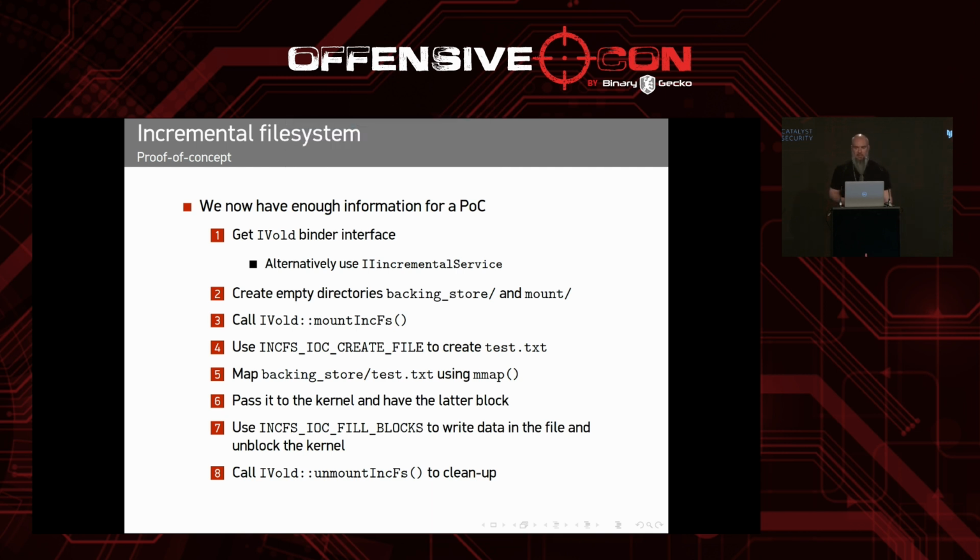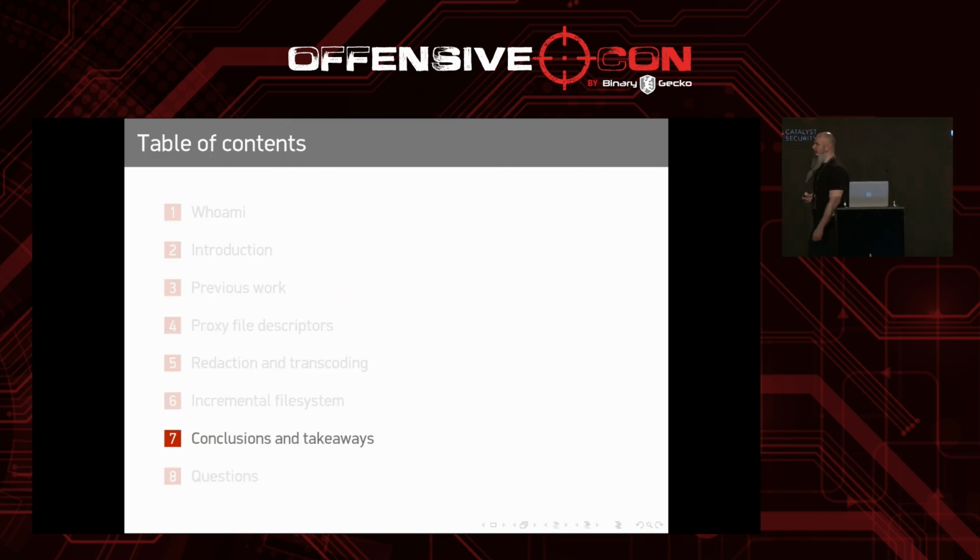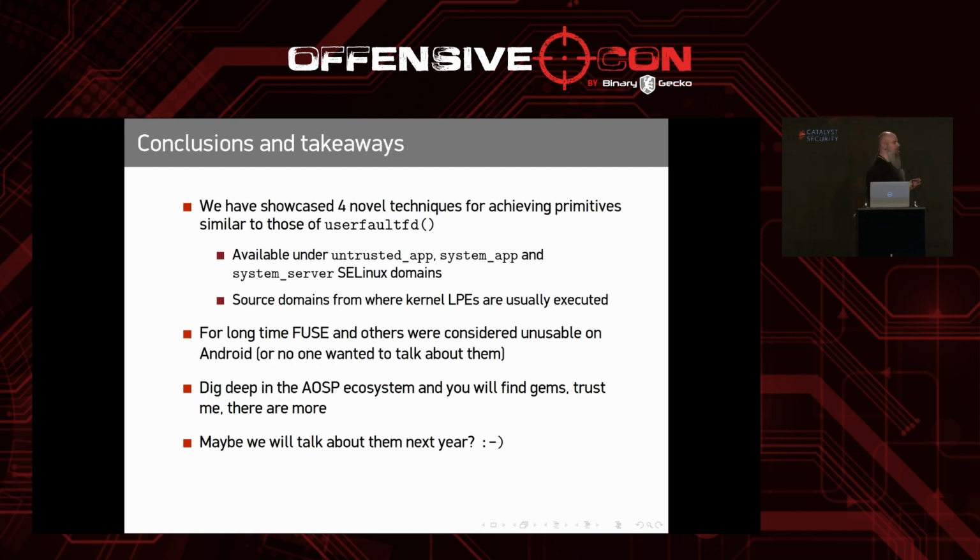And this completes the proof of concepts for today. A few conclusions and takeaways. So we have showcased 4 novel techniques for forcing the Android kernel to block in a fashion similar to userfaultfd. These techniques are available to untrusted app, system app, and system server SELinux context. And these contexts are not random. They're actually the contexts from where attackers usually execute further attacks like kernel LPEs.